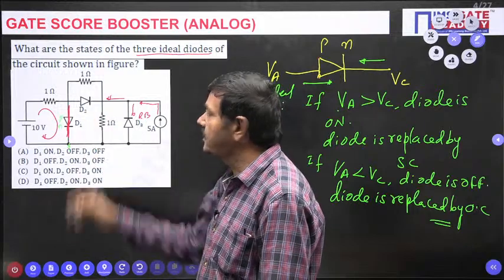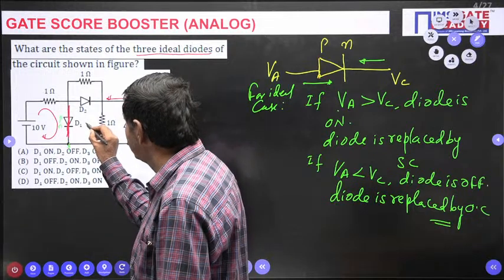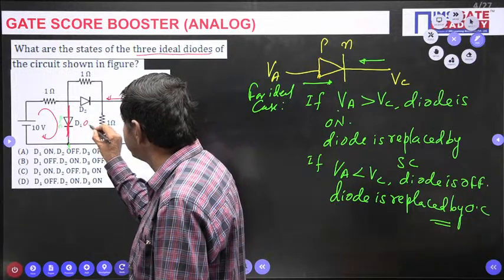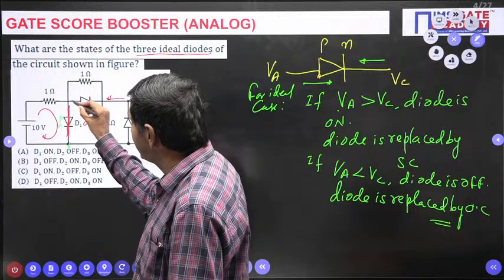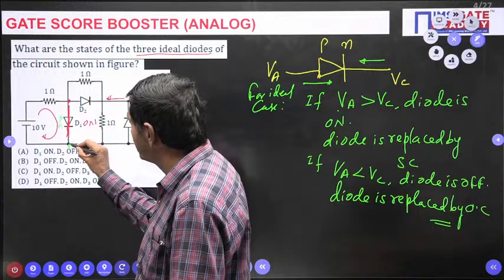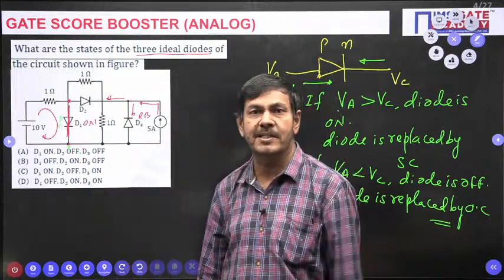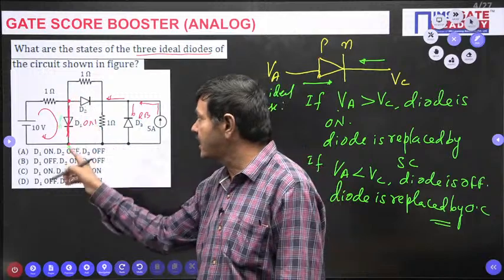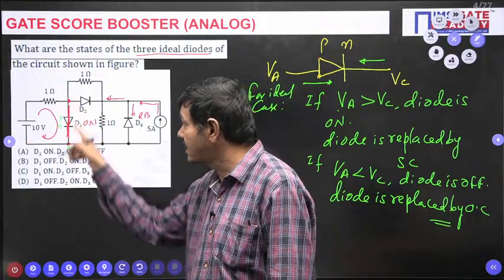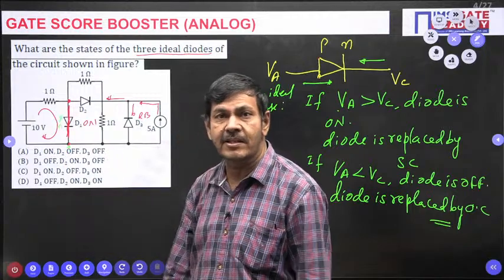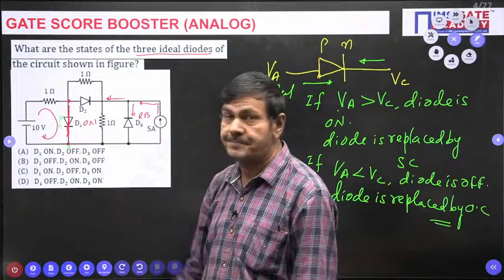Sir, what about the D2? D2 will be on or off? You check it here now. Here the D1 is on, forward bias. Once it is on, from this point to this point, you check it. Once the diode is on, it must be replaced by short circuit. If it is short circuited, what is going to happen? The total current is going to divert across D1 only. Short circuited, internal resistance of the diode is 0. Short circuit will allow the maximum current only.